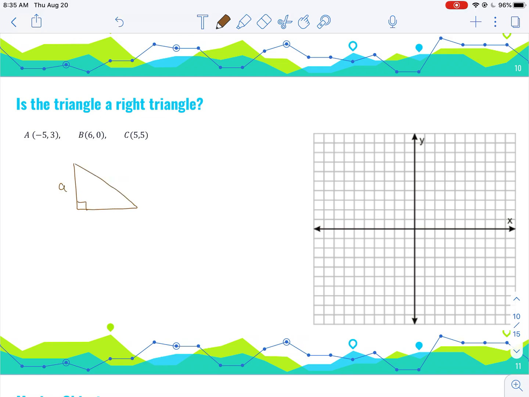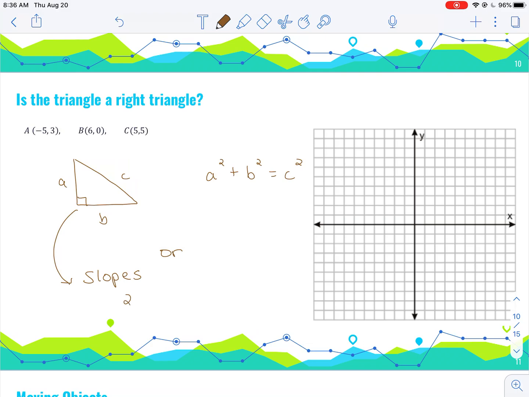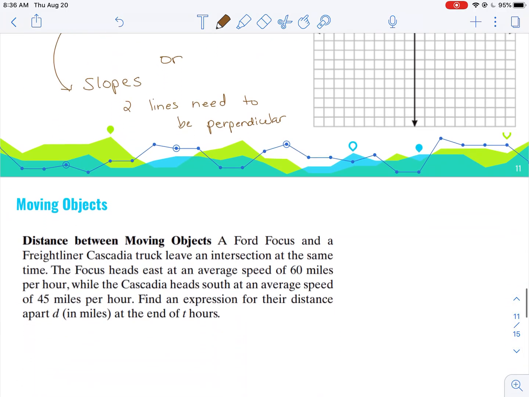One, for something to be a right triangle, it needs to work with the Pythagorean theorem. So a squared plus b squared has to equal c squared. That's option one. So you would have to find the length of each side and make sure that a squared plus b squared equals c squared. C is always the longest side. Or you can use slopes. Notice for a right triangle, two of the lines need to be perpendicular. And for things to be perpendicular, they need to have opposite reciprocal slopes. So again, you can look at the finished notes for that completed problem.